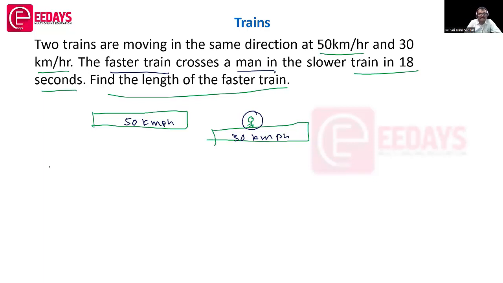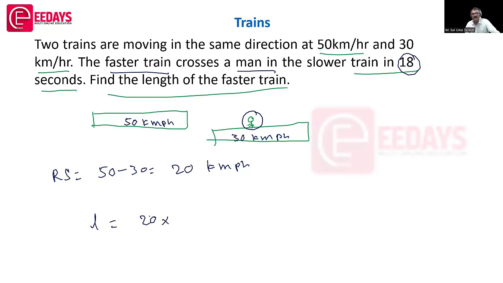Both are move in the same direction, then what is the relative speed? That is the difference of those speeds. So what is the difference? 50 minus 30, that is equal to 20 kilometers per hour. Okay. Next, here what is the time? 18 seconds. What we require? The length of the train. So that is equal to distance, 20 kilometers per hour into time, 18 seconds. Now you convert this 20 kilometers per hour into meters per second. So that is equal to 5/18. Gets cancelled. So what is the answer? 100 meters, which is the required answer.